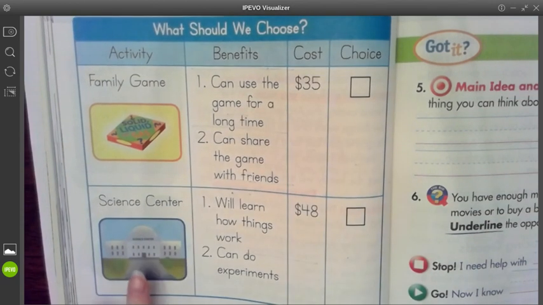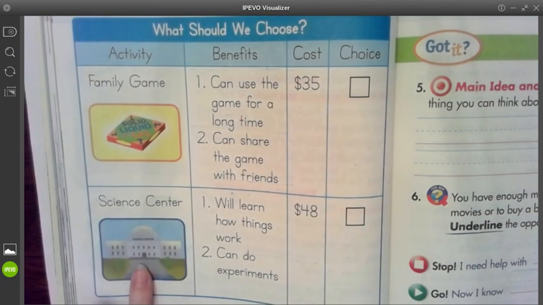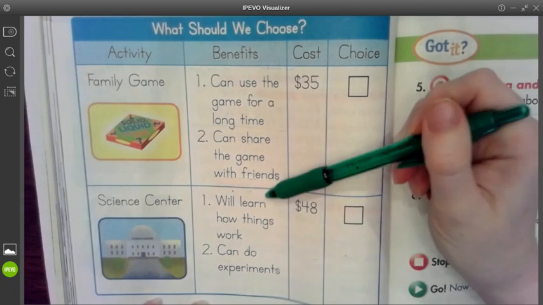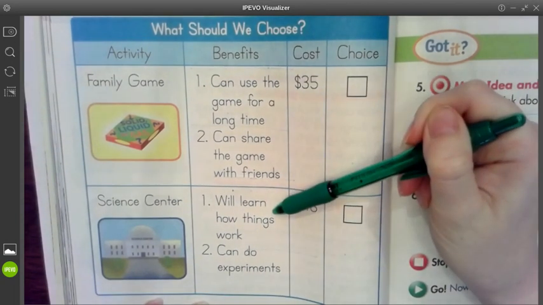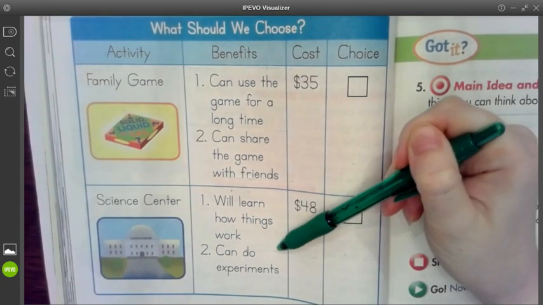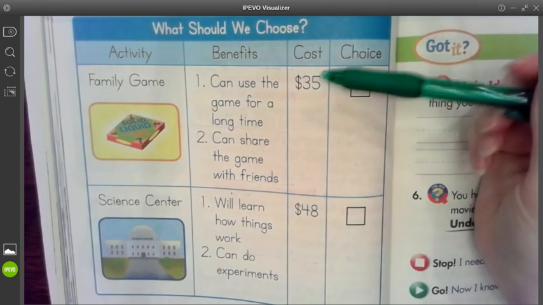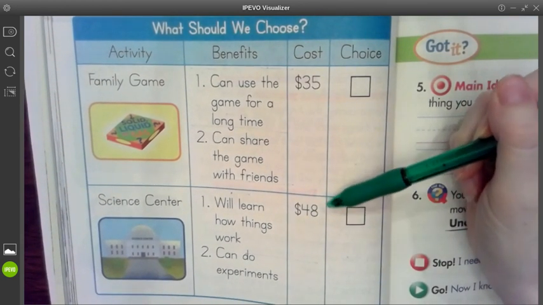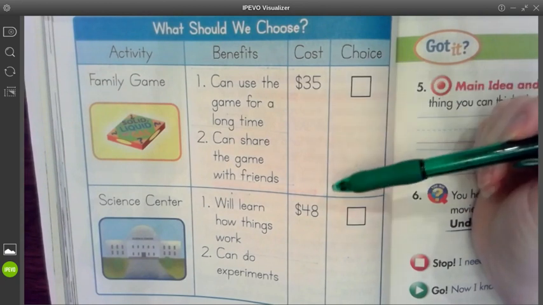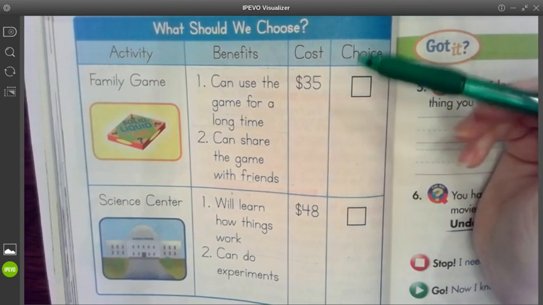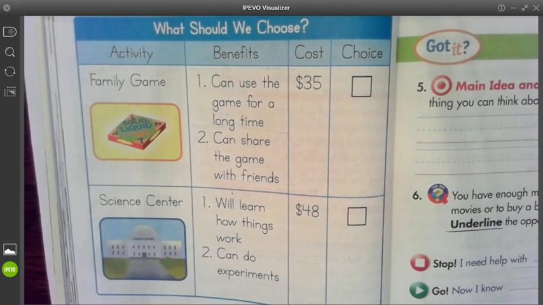Our second one was the visit to the science center. So the two benefits that their family came up with was that they were going to learn how things work, and that they were going to be able to make experiments. And then the cost was $48. So it was more expensive. So I guess it depended on what you were looking at as to what choice you would make.